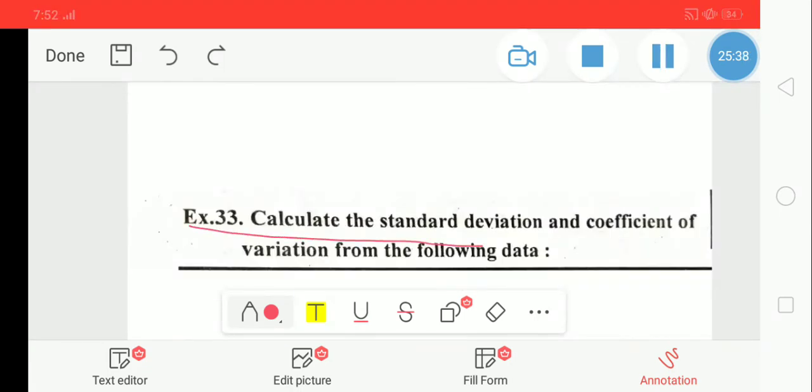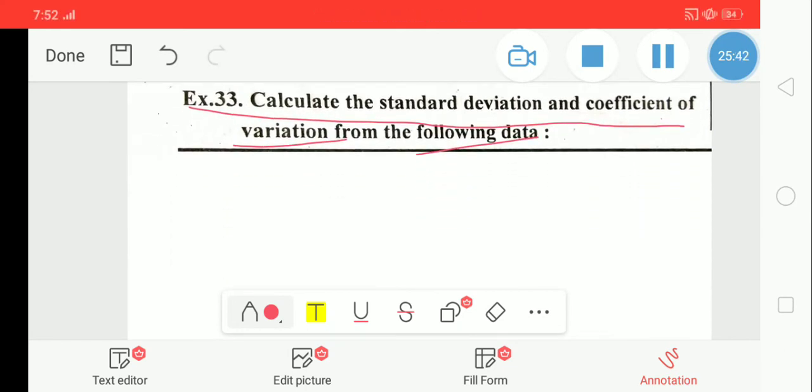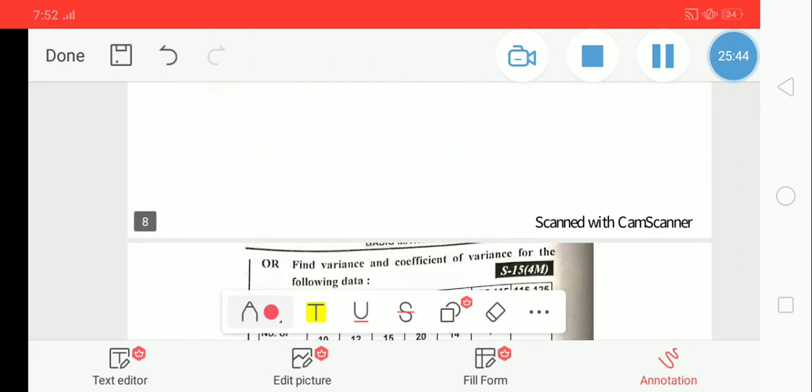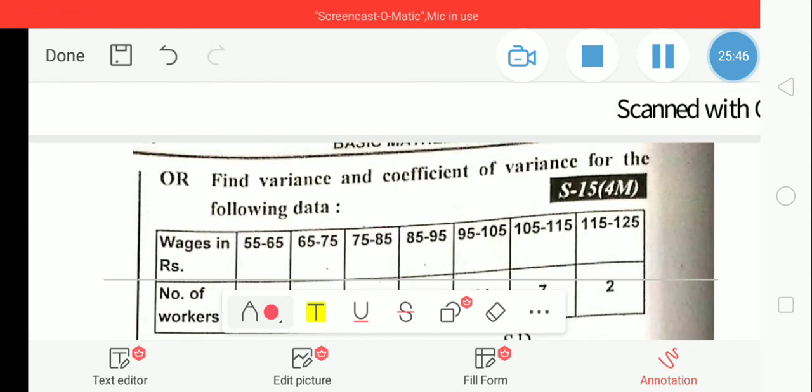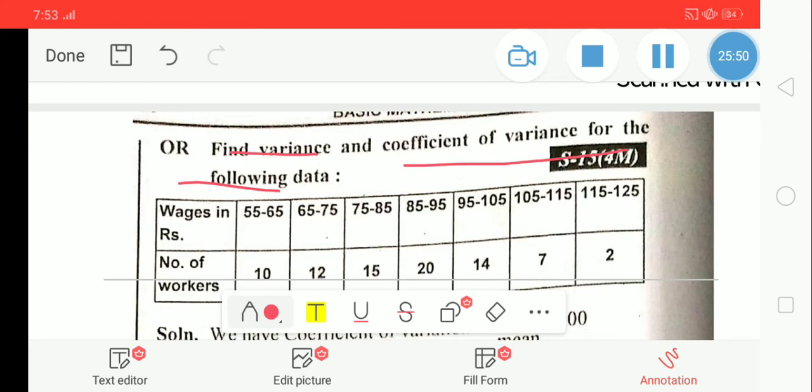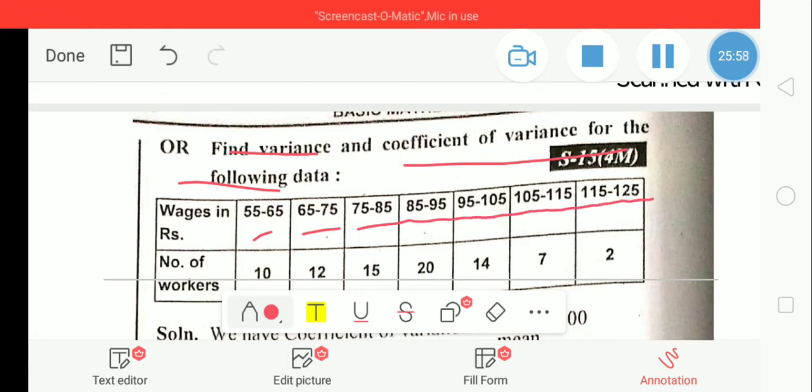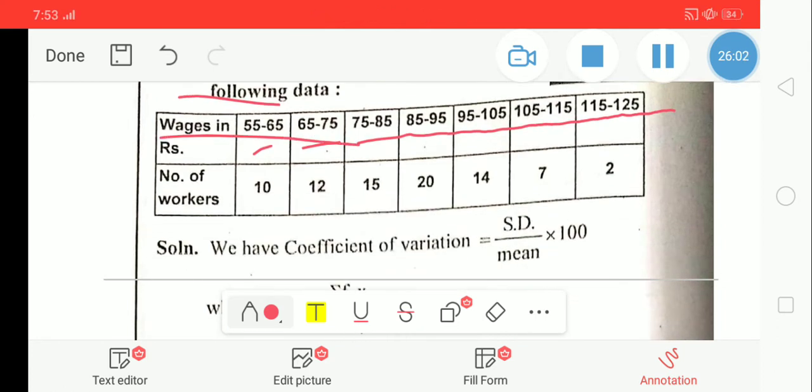Calculate the standard deviation and coefficient of variance of the following data. We have done this type of problem before. Find variance and coefficient of variance of the following data, same, but here the class intervals are 55 to 65, 65 to 75, 75 to 85, 85 to 95, 95 to 105, 105 to 115, 115 to 125. So this is a class interval and this is a frequency.